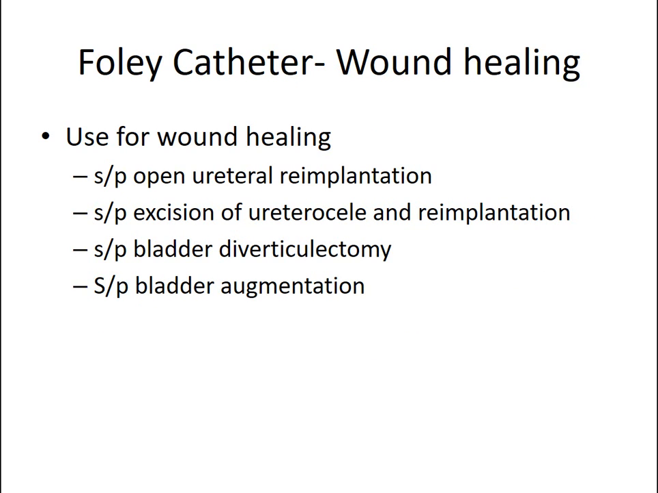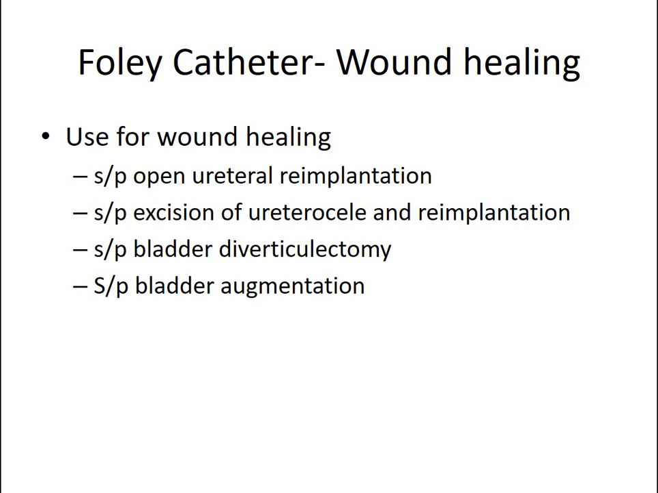So when we use the Foley catheter for wound healing, typically the surgical procedures where I would utilize this are in a child who has a history of urinary tract infections and vesicoureteral reflux, whereby urine goes backwards from the bladder up the ureter to the kidney. With a history of infections, we will often repair this. There are a variety of ways to do this, but in an open ureteral reimplantation, when the bladder itself is opened, a catheter is placed to allow for bladder healing prior to spontaneous voiding to prevent leakage.